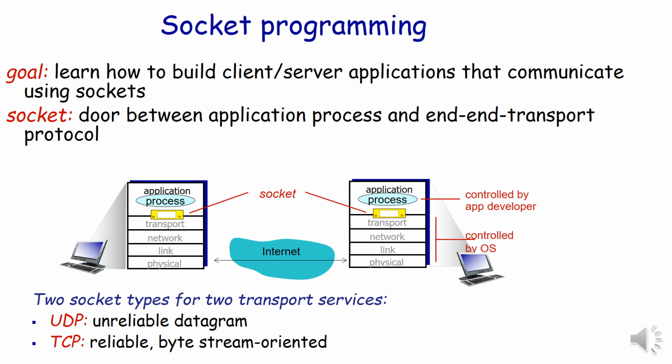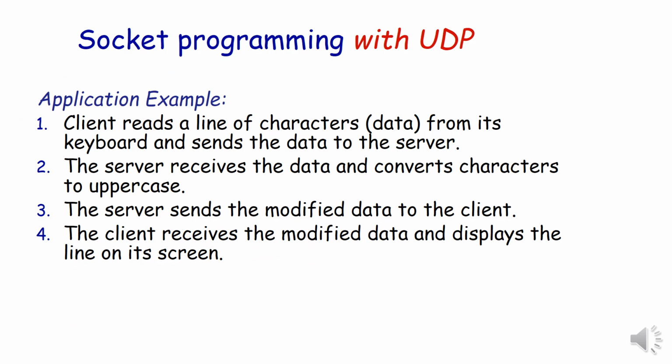Then there are two different types of transport layer protocols. One is the TCP protocol and another is the UDP protocol. So we have two types of socket, UDP socket and TCP socket. Here in this video, we will study socket programming with UDP sockets.